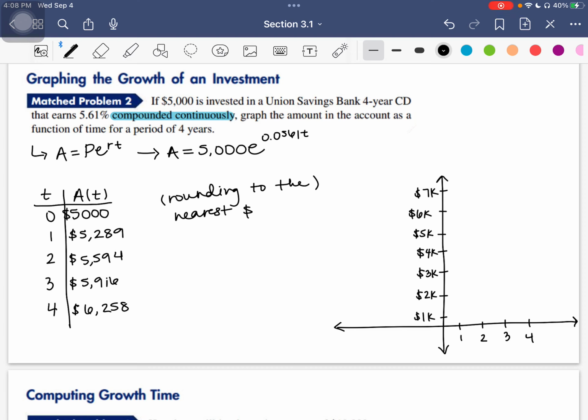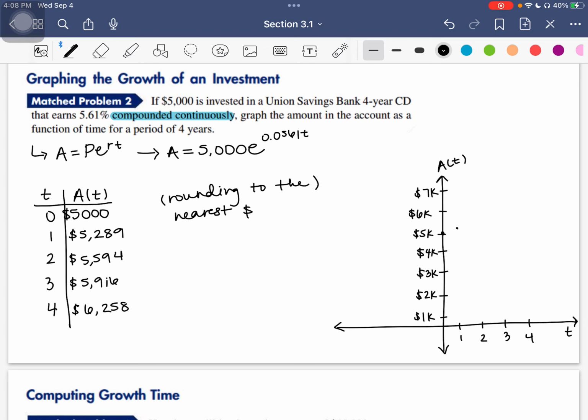Now what we want to do is graph the amount. So what we'll do is we'll use these points here and plot them on this graph here. So this is A of t, and this is t here in years. So at 0 years, we start off with 5,000. The first year we get 5,289, so somewhere around there.